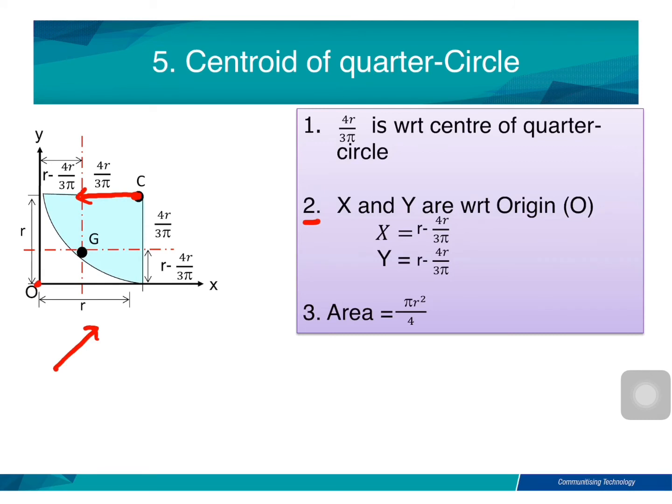From the origin here, how to locate the centroid is x. X here is r, right? So this is the r minus this distance. So from the origin to the centroid, x is equal to r minus 4r over 3 pi. And then y, from the origin go to the centroid. Similar, r minus 4r over 3 pi, because this is the r, right? So this is the r minus this one. So this is how we can measure the centroid for the regular shape.